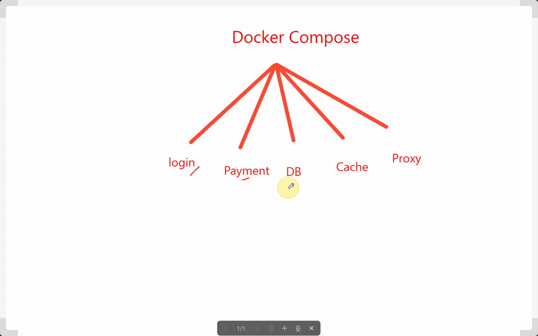So to manage these kind of applications, we have Docker Compose. In Docker Compose, we include all of these services in a file called docker-compose.yaml file. And we can create all of these services using one command, that is docker compose up. And we can delete all of these services also using just one command, that is docker compose down. Let's see this in action now.